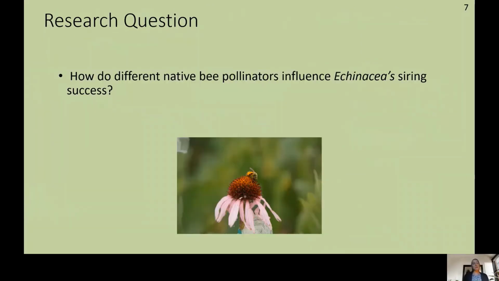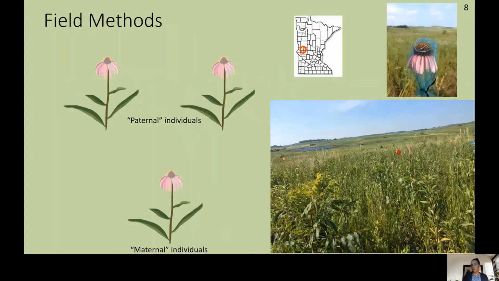I wanted to build on the findings from this study by investigating how our different pollinators of Echinacea influence its male fitness. So in order to do this, I had a two-part study, and the first part was in the field. So our field site is out in west central Minnesota, where we have an experimental plot of Echinacea individuals. Though Echinacea is hermaphroditic, for the purposes of this experiment, we made it functionally dioecious.